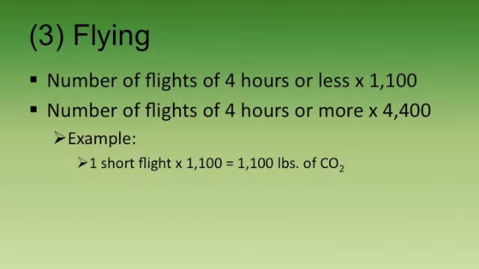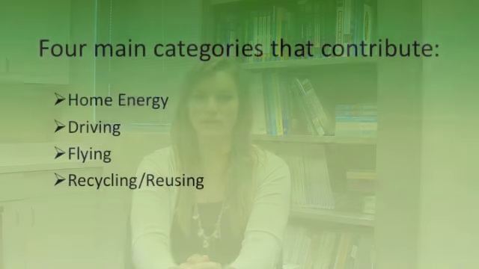Our next category is flying. Generally, we categorize these flights based on their length. You can start by multiplying the number of flights, 4 hours or less, by a factor of 1,100. Next, multiply the number of flights 4 hours or more by a factor of 4,400. For this example, let's assume one short flight, less than 4 hours. This would produce 1,100 pounds of CO2.